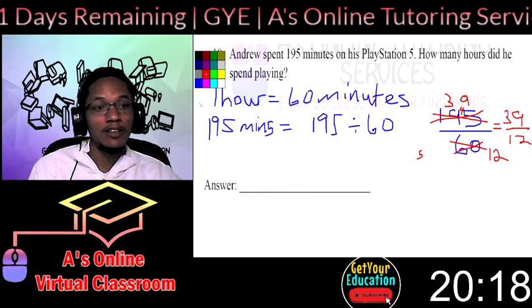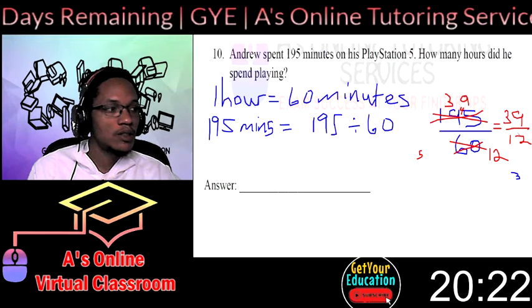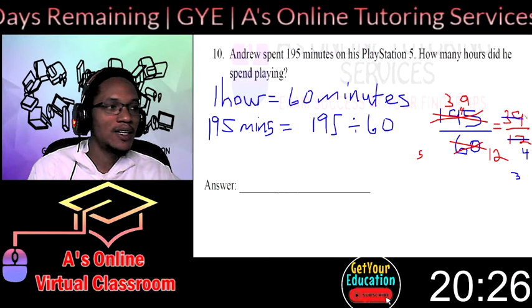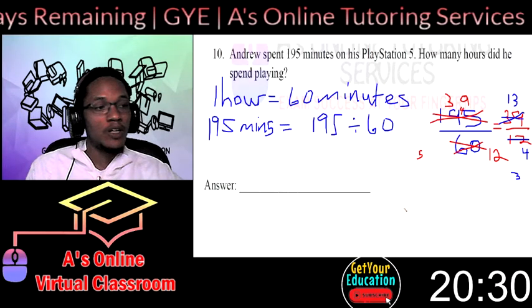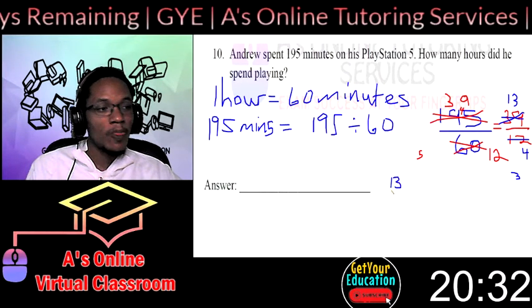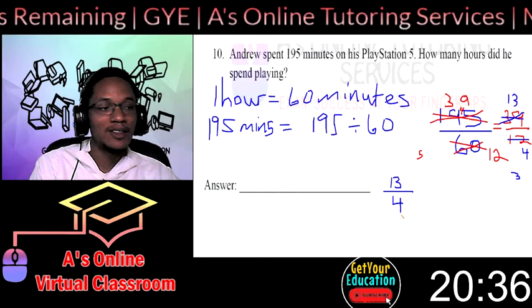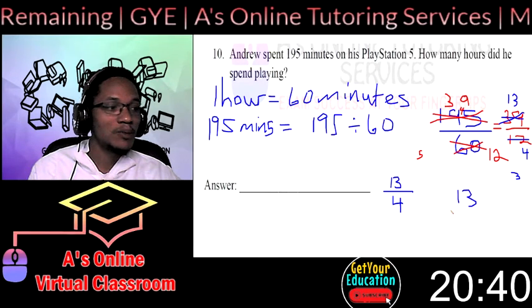And next, that could be reduced again. So we're going to use 3 to reduce that. 3 into 12 is 4, and 3 into 39 is 13. So we end up with 13 over 4. And that's an improper fraction. We know we cannot leave our answers as an improper fraction. So we now have to change that to a mixed number.